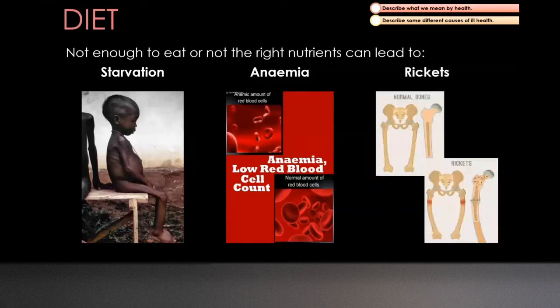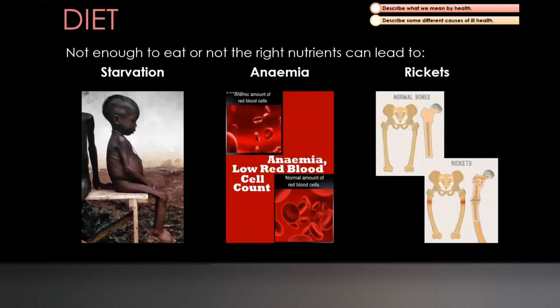Rickets is another one. Rickets is caused by a lack of calcium in the diet. So that's again to do with the lack of nutrients. So starvation is when you don't have enough to eat. Anemia is a good example of when you don't have enough iron in your diet. You often get iron from eating meat. So beef, lamb, those kinds of meats contain a lot of iron. And rickets is caused by a lack of calcium. Calcium is found in dairy products, so milk and cheese and things like that.